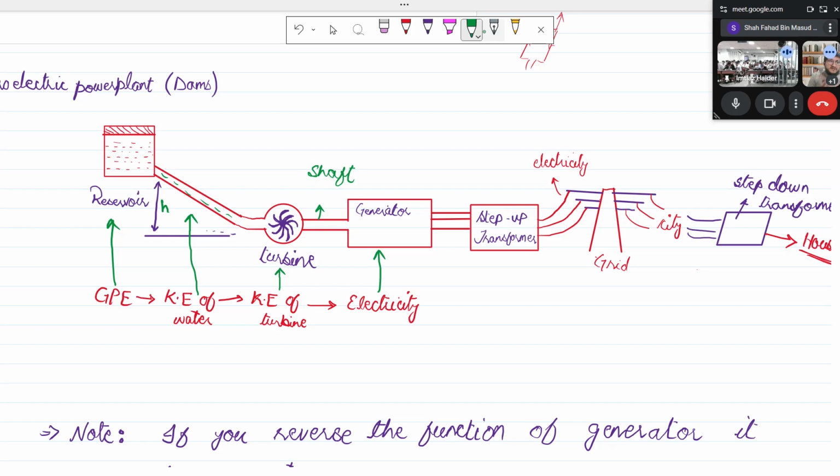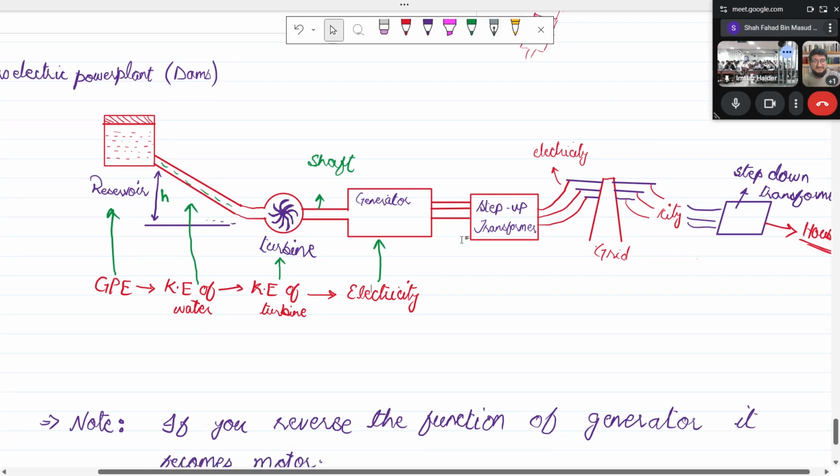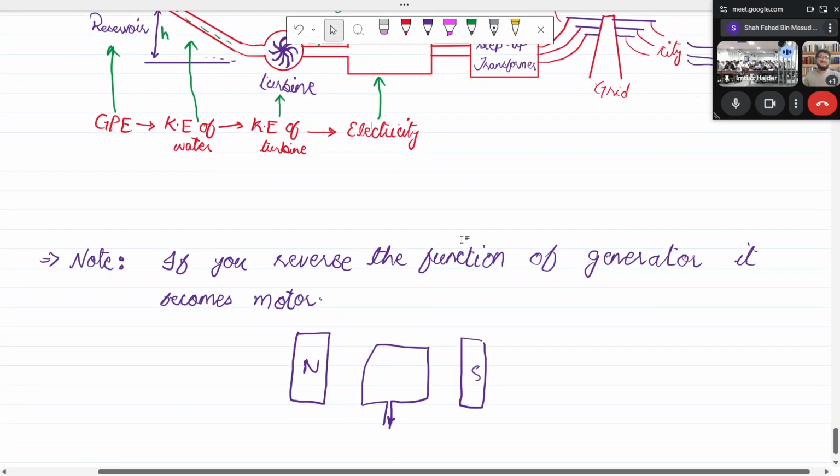Sir, the motor is the opposite of this. For example, electricity converts to kinetic energy of turbine, and then, yes, है ना? Yes, it can. अभी मैं आपको इसकी example भी देता हूँ. Just give me a minute. अच्छा बेटा, अब क्या होता है?